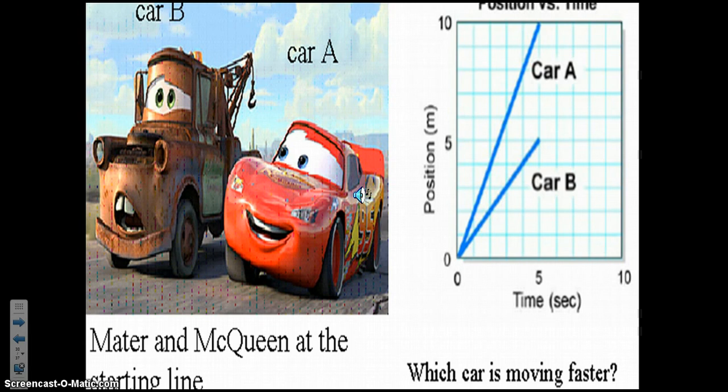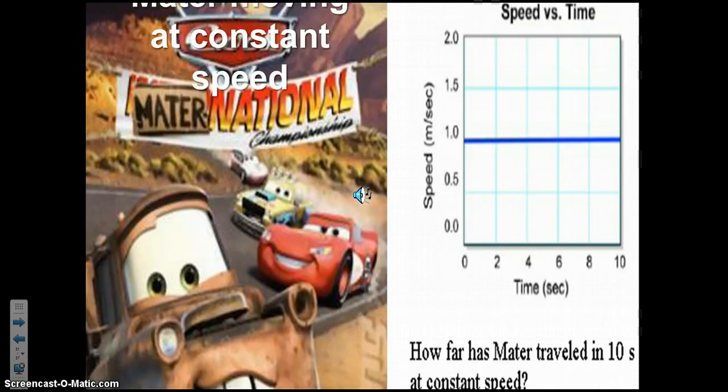Okay, now try this for an example. Here's car A and car B on your paper and decide which is moving faster. So if you decided car A is moving faster, then you got it. The steeper slope means that the object is traveling faster. So here's Mater, he's moving at a constant speed.